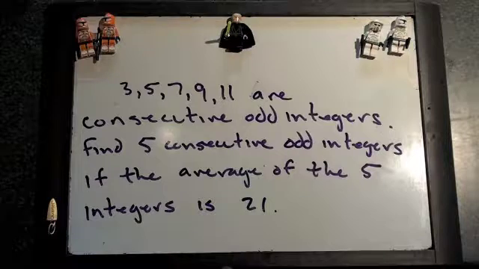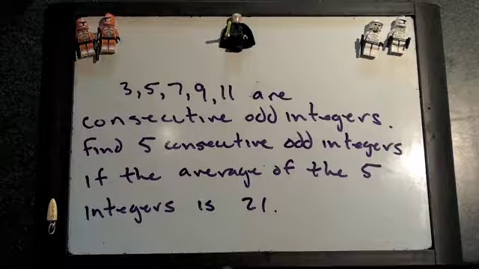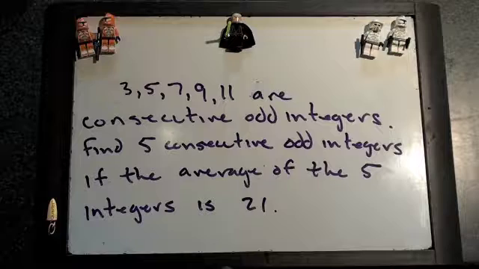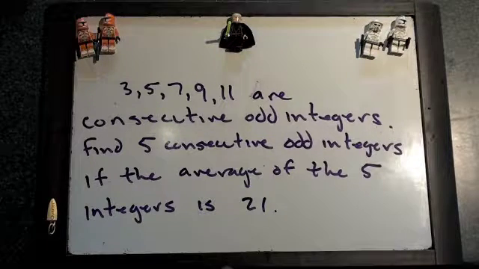So consecutive odd integers means you just start with some odd integer and then you keep counting up. So if I started with 99, what would the next one be? 101. My favorite number.